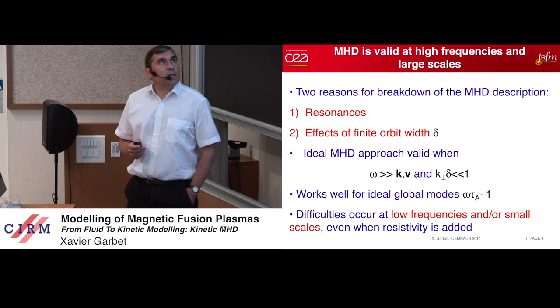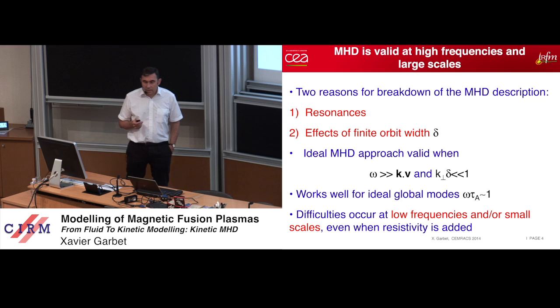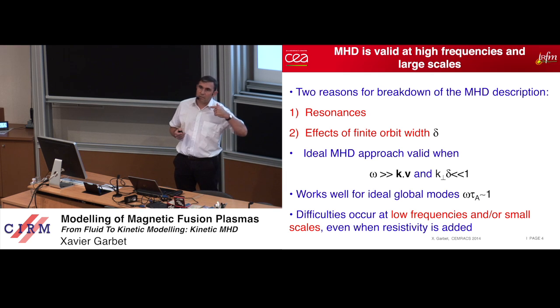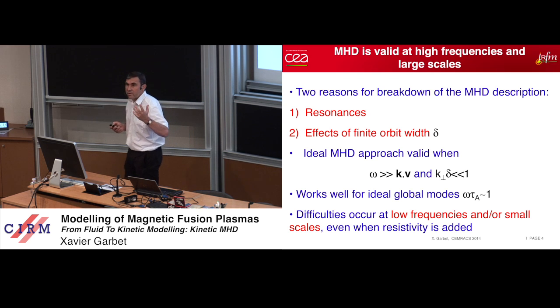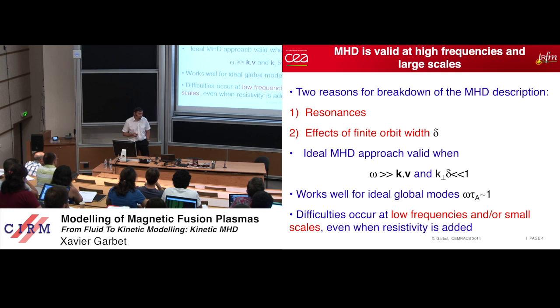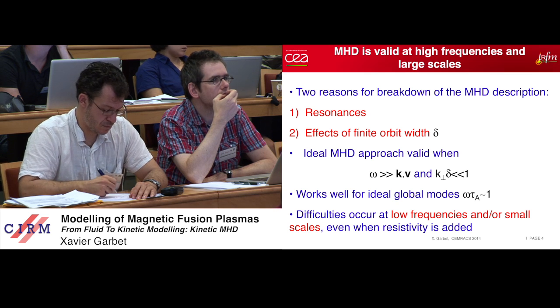Okay. In practice, that means, on the other hand, that if the frequency is very different from the product of the wave number times the velocity, in other words, if you're far from a resonance, then the fluid description is correct, and that will actually occur in many cases. So in fact, if you look at the high frequency limit, which is sometimes called the hydrodynamic limit, so omega, a mode frequency much larger than the transit frequency kV, you're safe. I mean, MHD will be correct.